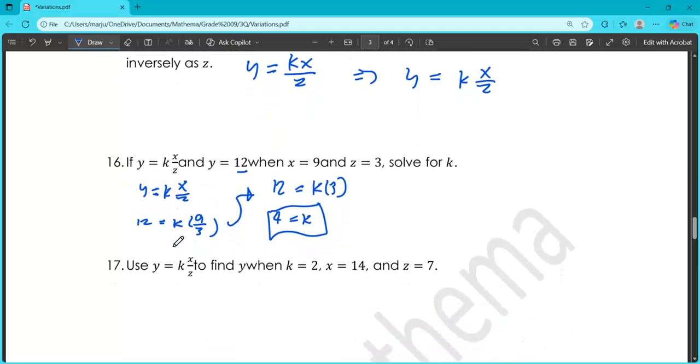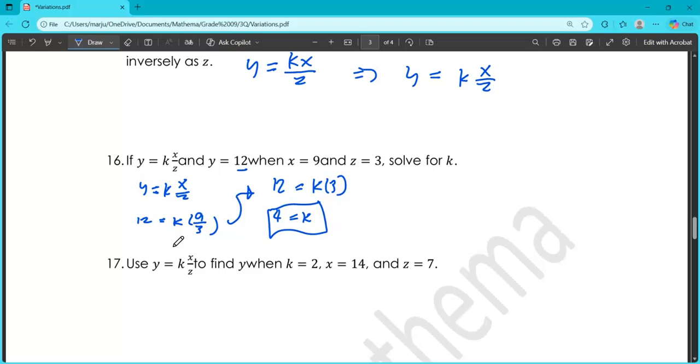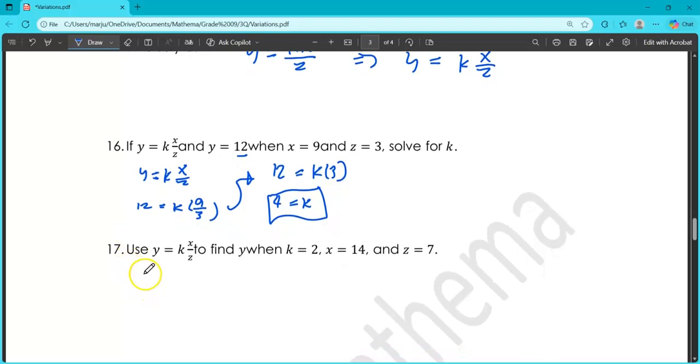12. Use y is equal to k times x over z to find y when k equals 2, x equals 14, and z equals 7. So again, simply substitute. y equals k is 2 times x is 14 over z is 7. So 14 over 7 is 2. 2 times 2, that is just 4.